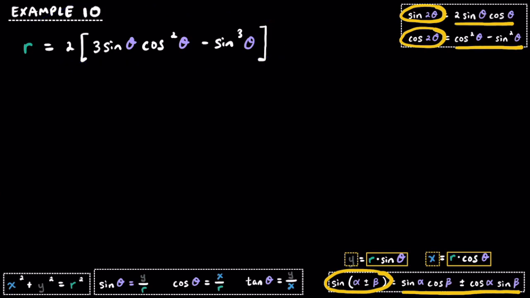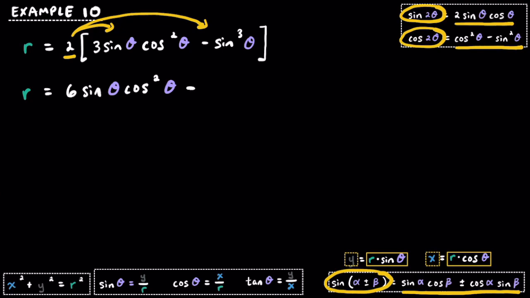So at this point, let's just go ahead and take this 2 that's on the outside and distribute it into both pieces that are inside here. And if we do that, we can write r is equal to 6 times sine of theta times cosine squared of theta, and then minus 2 times sine cubed of theta. Now that we don't have any double angles or sum of angles or anything like that, we can just go ahead and now do all of our substitutions using our trig functions.